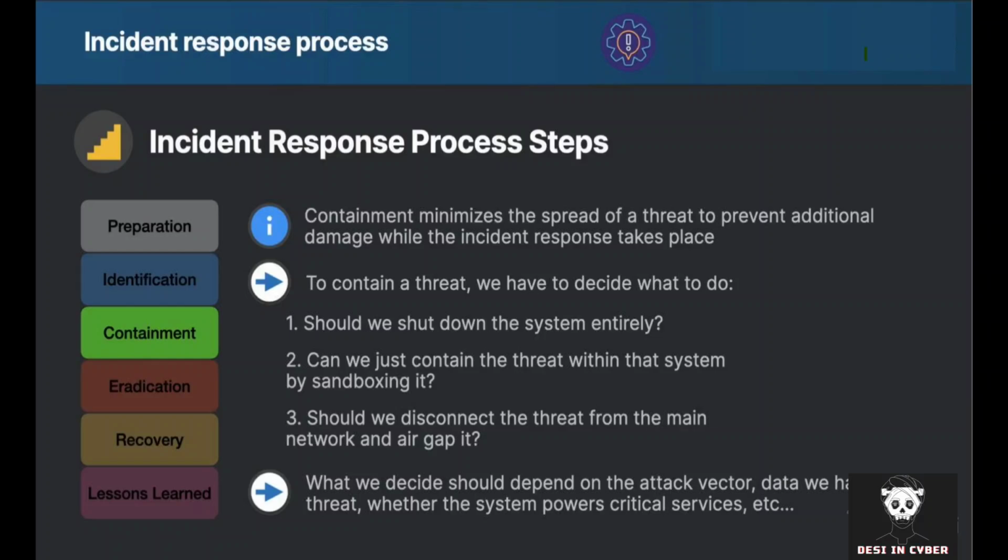To properly contain a threat, we have to decide what to do. Should we shut down the system entirely? Can we just contain the threat within that system by sandboxing it? Should we disconnect the threat from the main network and air-gap it? What we do depends on the attack vector, the data we have available regarding the threat, whether the system is providing critical services, etc.